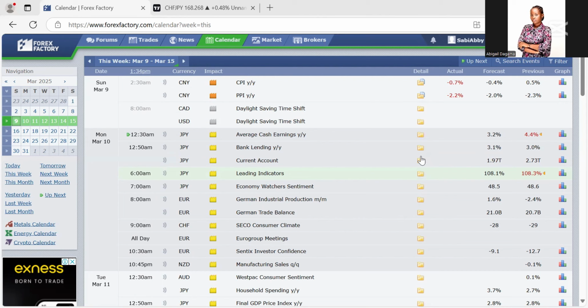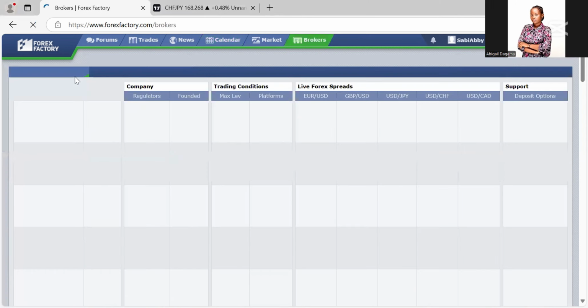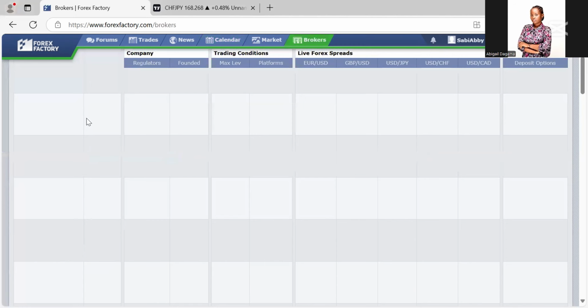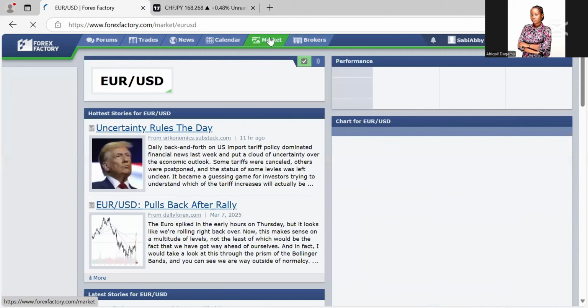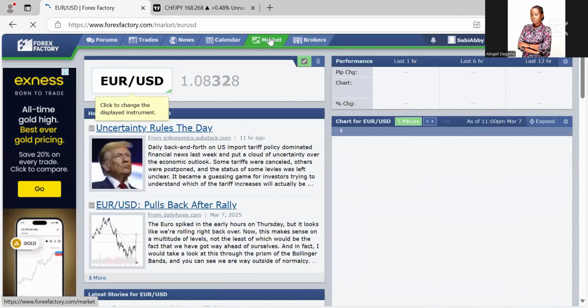Now, looking at the chart, you can see that the Forex Factory platform has different sections. There are sections on brokers, markets, the calendar, which is our major focus. There's also a section for news, trades, and forums, right? So under the brokers, I'm sure as you can guess, you just see a list of different broker platforms that you can use and the regulators behind those platforms, the year they were founded, the trading conditions, leverage, platforms, etc. And then for the market, you can see specific asset classes and it shows you the performance as well for the last 1 hour, last 6 hours, or even the last 12 hours.